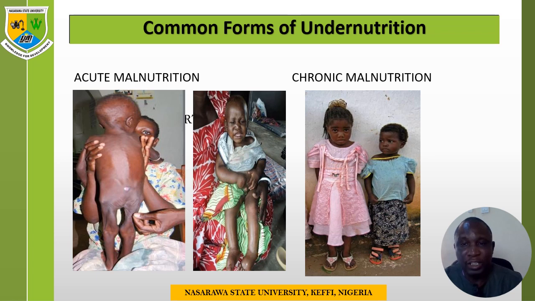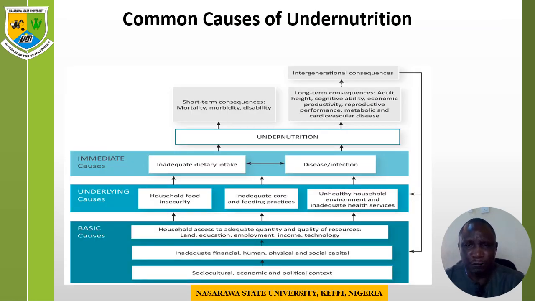We also have chronic malnutrition. That is when one is exposed to inadequate food for a very long time. It can lead to chronic malnutrition. An example is stunting, when someone has a low height for their age. You can see the two girls there, they are of the same age. One is tall, one is shorter. The one that is shorter is suffering from chronic malnutrition.